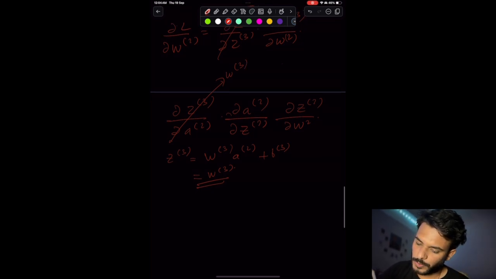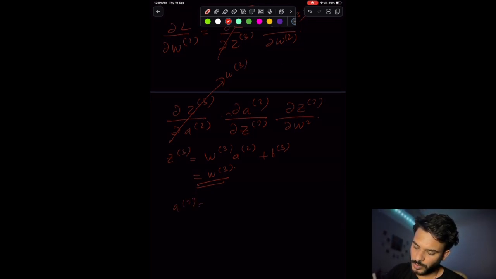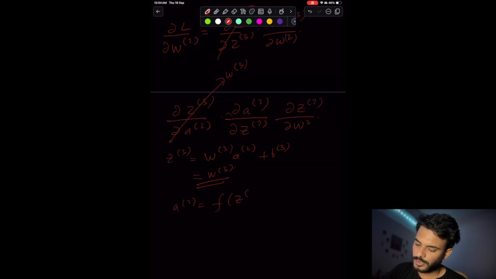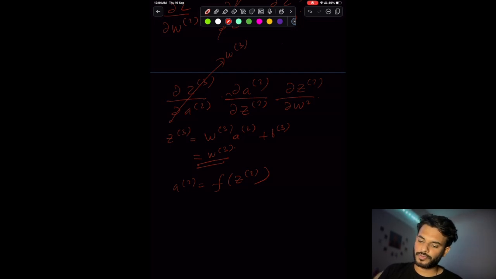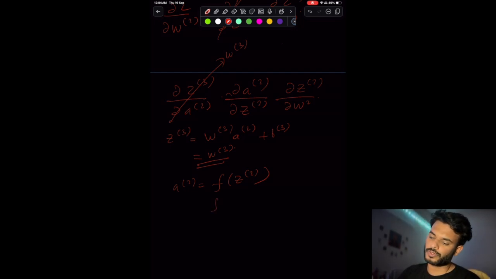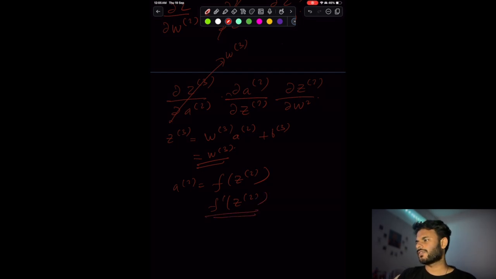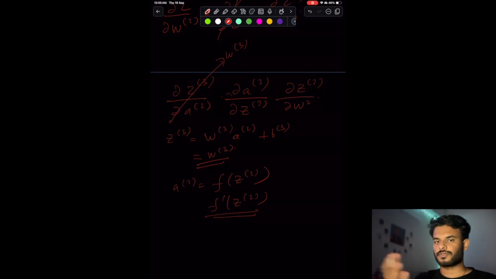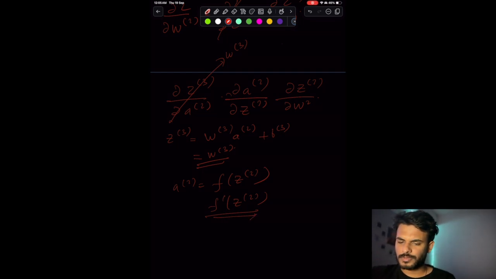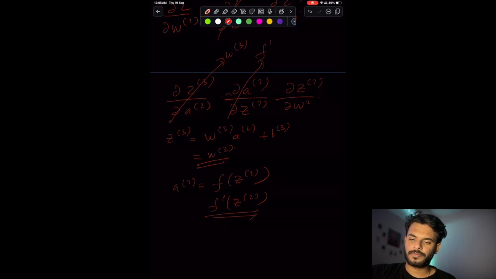Now how are A2 and Z2 related? A2 is basically f of Z2. Cool. So if you differentiate A2 with respect to Z2, what you'll get? You will get f prime Z2, where f is the activation function, and we have already calculated what the derivative of the tanh activation function looks like. So f prime Z2.